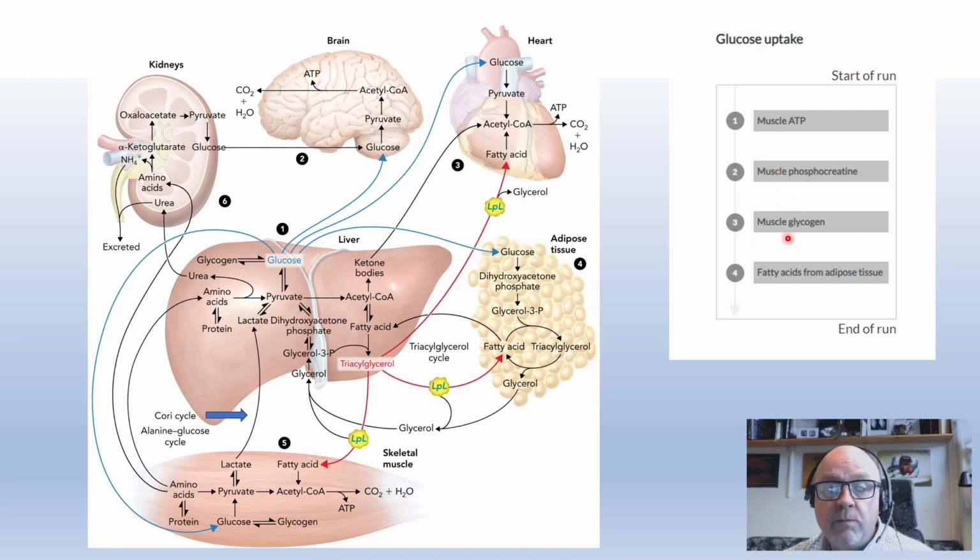And then the breakdown of muscle glycogen is enough to keep us going for a while after that, when these stores are getting low, in order to keep the muscle ATP at a reasonable level. And then following the use of muscle glycogen, we can start mobilizing fatty acids. This process takes a bit longer to get going, right? And then the muscle can run on fatty acids as a source of energy.